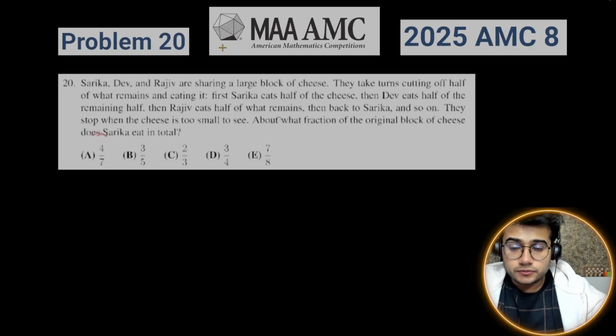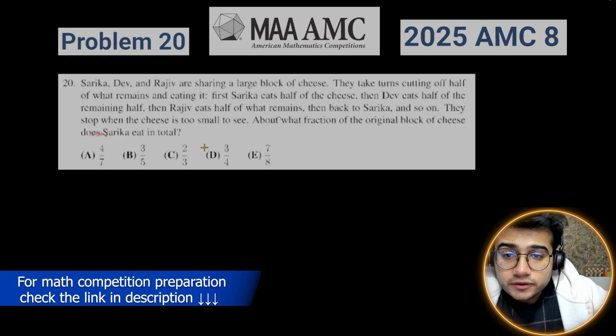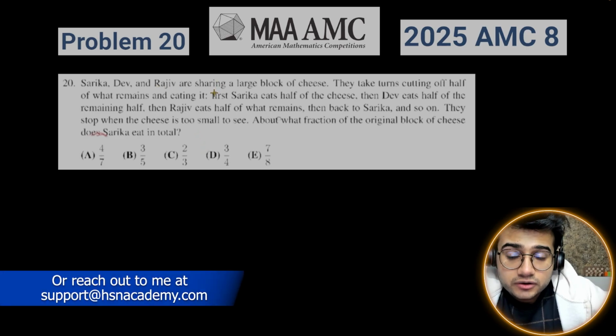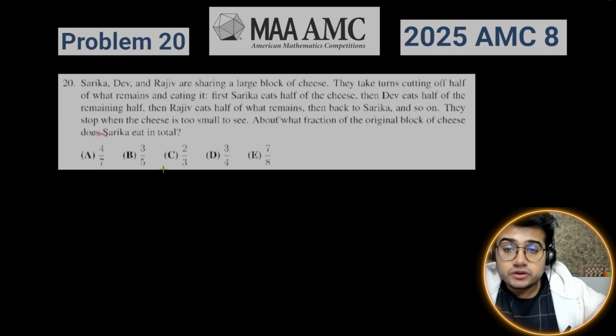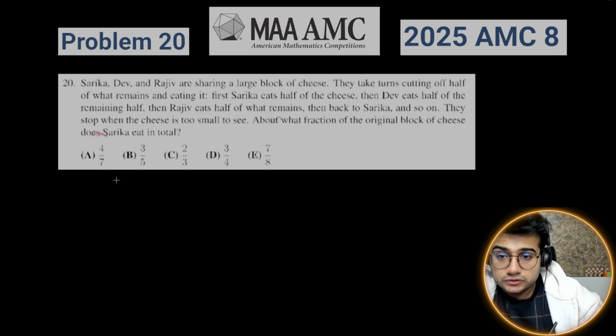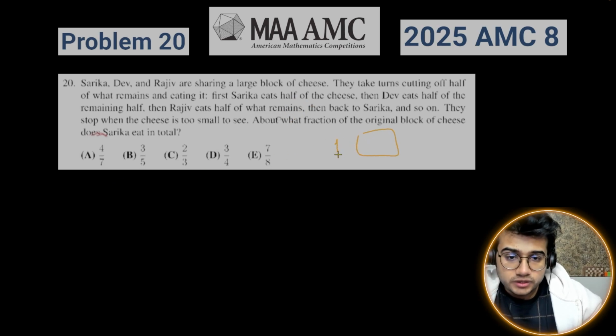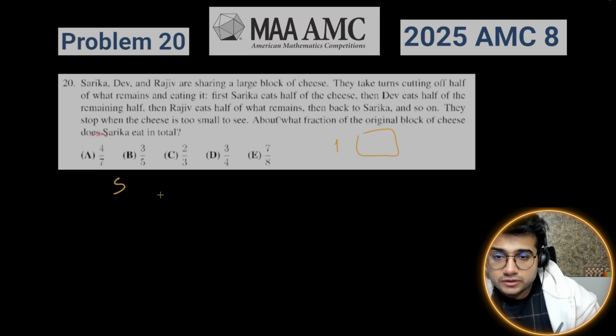Okay, so let's try this problem. So we have 3 people. They are taking turns to eat a block of cheese. So they start with Shakira eating half of it, right? So let's say the total, because we're talking in fractions, the total is 1, right? So Shakira eats half of it, so I'm gonna make 3 columns. Shakira, then we have Dev, and then Rajiv.